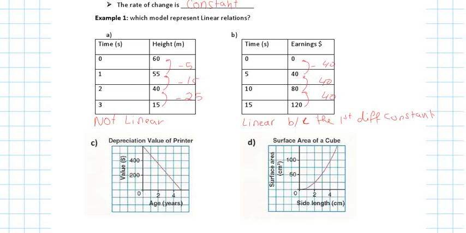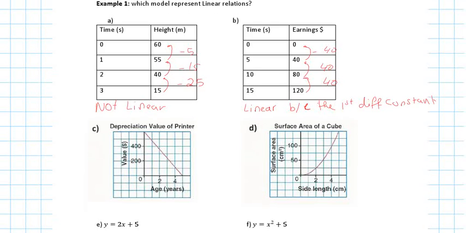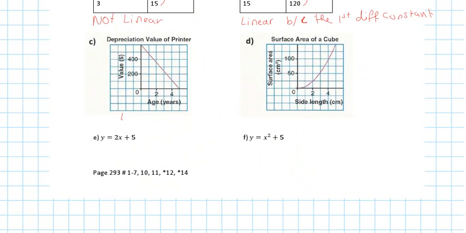Now, if I look at graph C, which we've already made the conclusion for, we know it's linear because it's a straight line. And we know this is not linear because it's a... How about y equals 2x plus 5? Yes, linear. Degree 1, right?